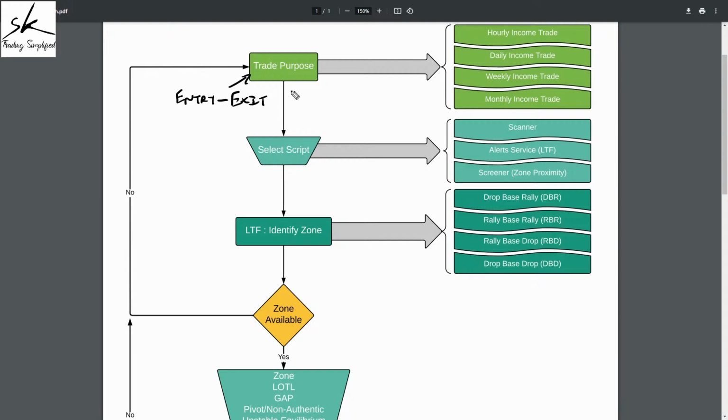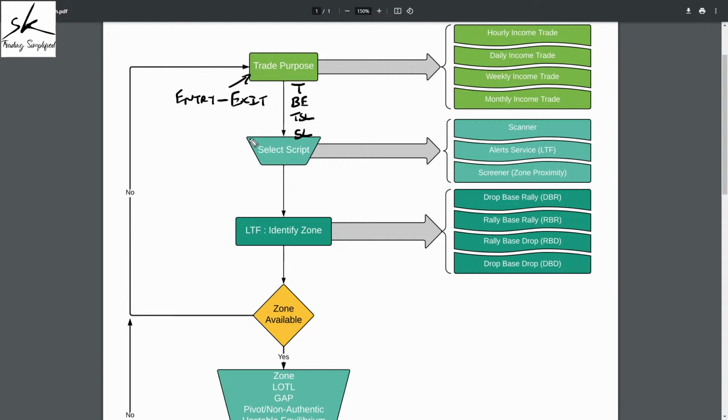Now, when I'm talking about the exit here, the exit can be the target, the exit can be break even, the exit can be the trailing stop loss, it can also be the stop loss, any kind of exit. So do not assume by target I only mean profit, right? Exit can be any exit. It can be profit, it can be break even, it can be loss, right? Any kind of exit.